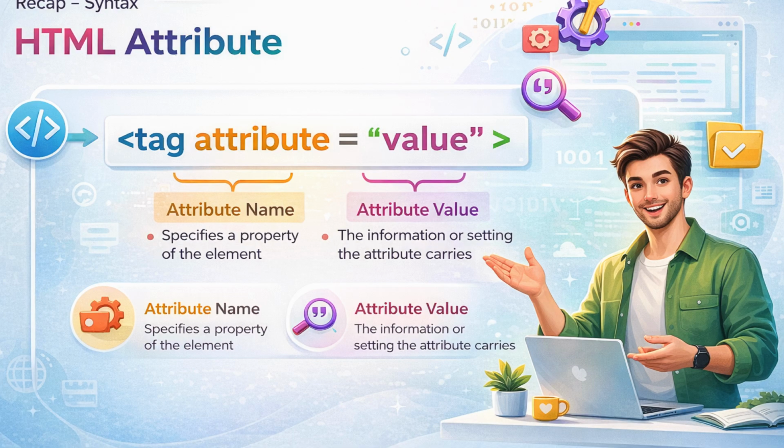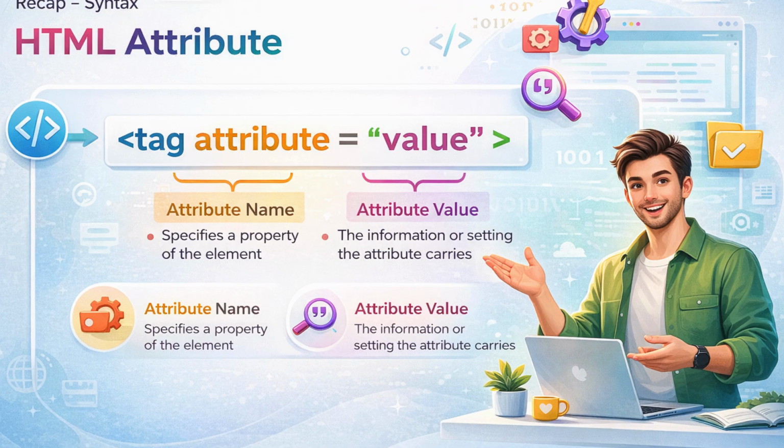Alright, let's do a quick and powerful recap of HTML attributes. In HTML, attributes are used to give extra information about an element. Here's the simple syntax. Tag attribute equals to value, easy, right? Now let's break it down. The attribute name tells what kind of property you are setting. For example, color, link, image source, and more. The attribute value tells the actual information or setting, like the exact link, color, or text you want to apply.